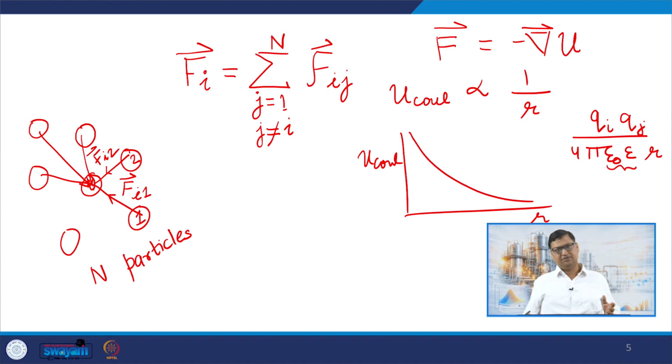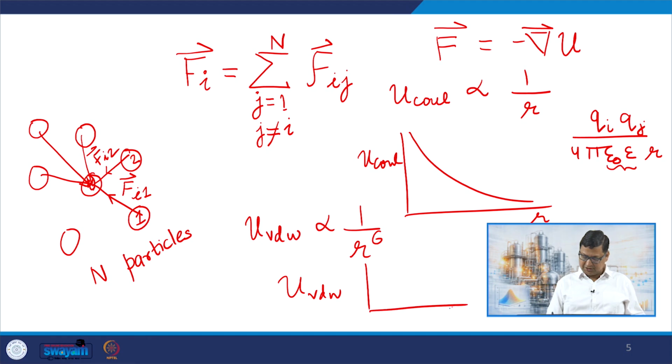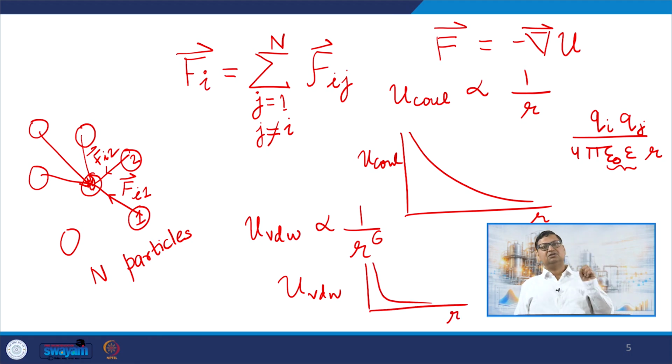On the other hand, if you have a short range force, let us say a van der Waals force, the van der Waals force goes something like 1 over r to the power 6. So, that is going to decay much faster with respect to r. So, the point being that whatever is the force that is acting between these particles, their range is fairly small.